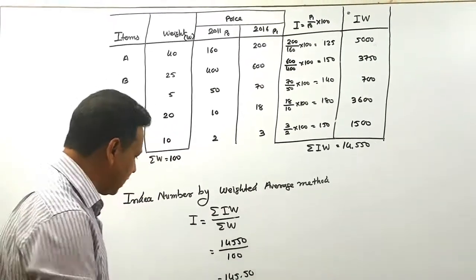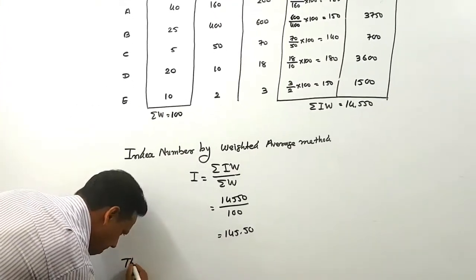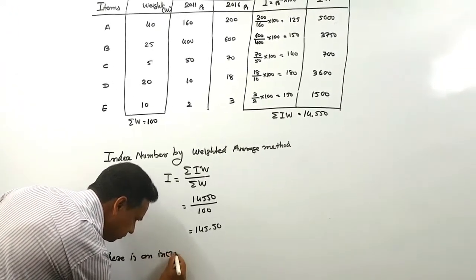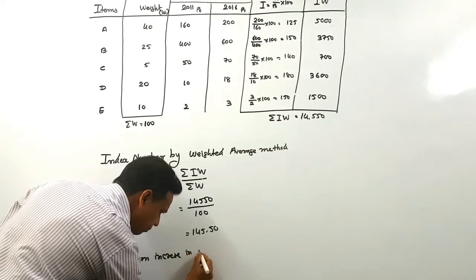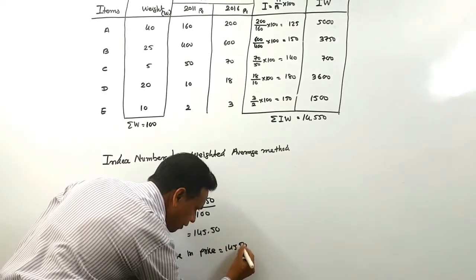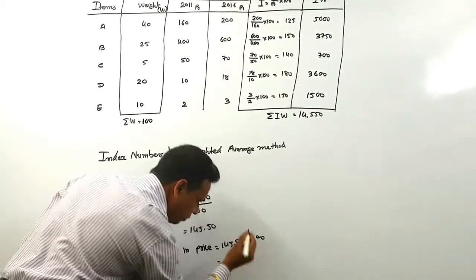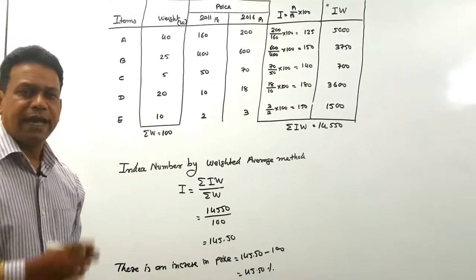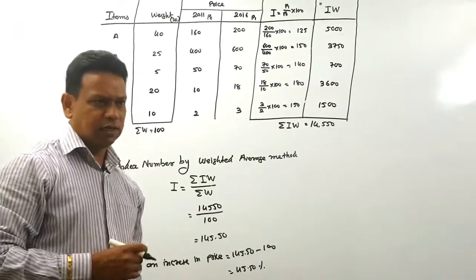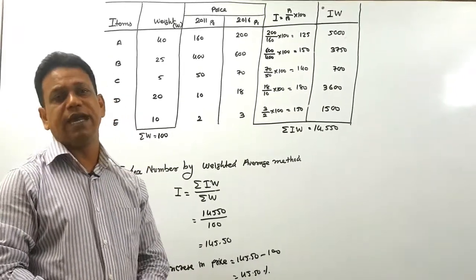So you can mention the answer at the end. There is an increase in price. 145.50 minus 100 is 45.50%. The excess part shows the increment and the deficit part shows the decrement in the prices. Okay, this is the first example of the weighted average method.